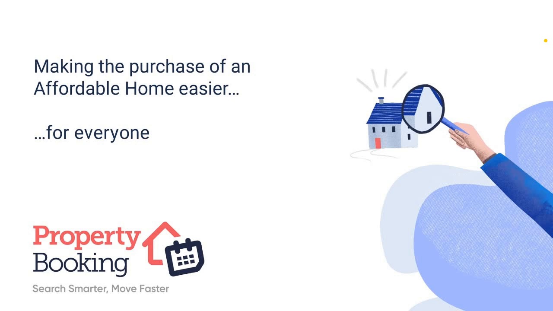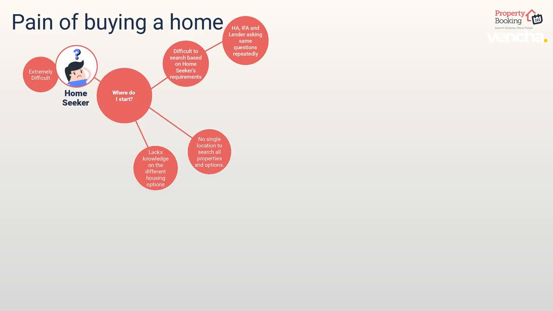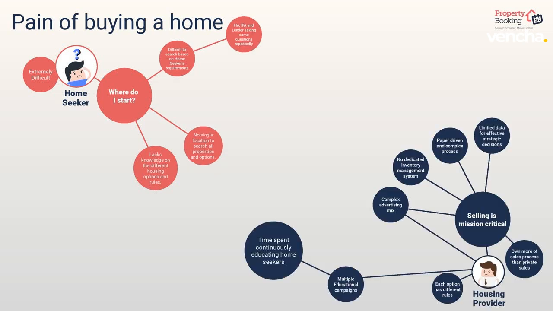Now, this is a pain statement visualization that we put together for a company called Property Booking, and they were involved in the buying and selling of affordable homes, of shared ownership properties. So exactly as described, we thought it was important to draw in the two principal actors involved in the purchase of a home. That's the home seeker themselves and the home seller, the housing provider, or the housing association. So the PowerPoint and the story begins with the home seeker explaining where they're at today, and that it was extremely difficult for them to find the right properties that they were looking to buy.